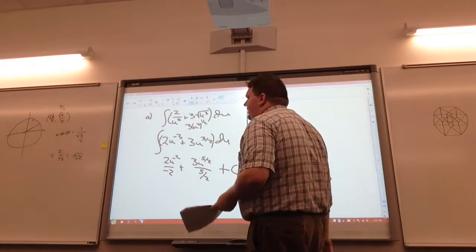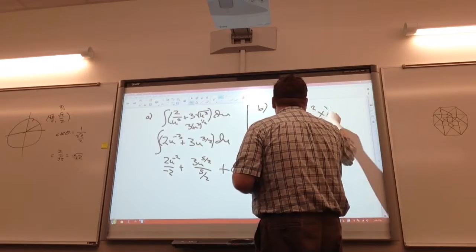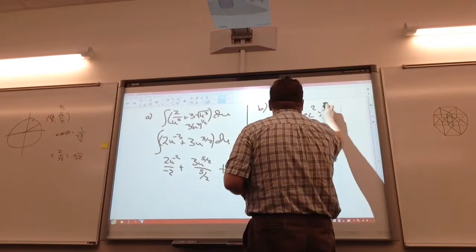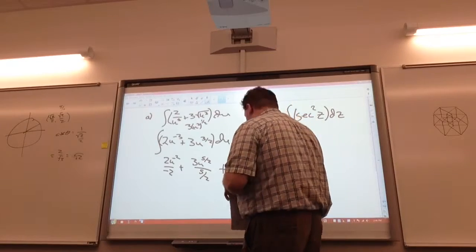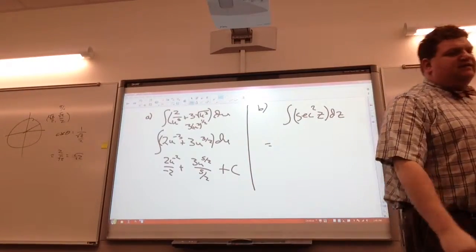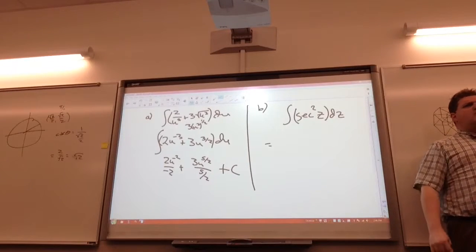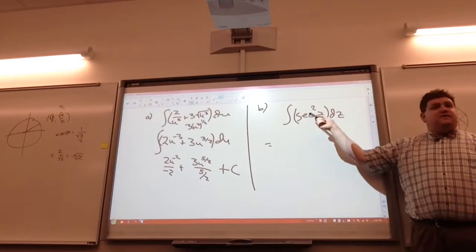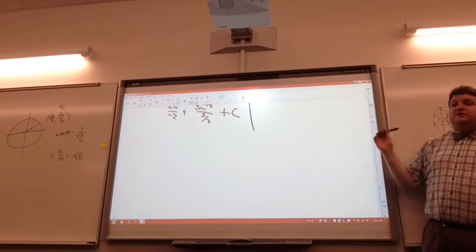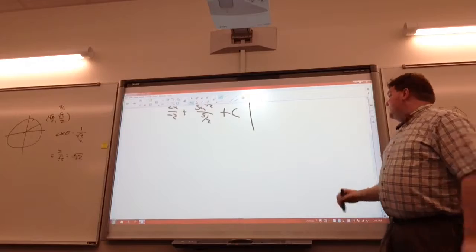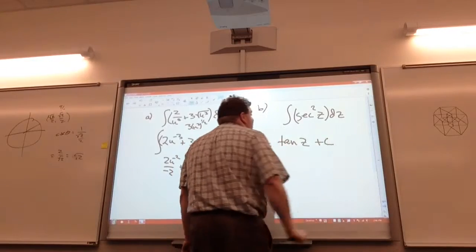Part B here. We had the integral of the secant squared of z dz. Not that it matters. Okay, guys, focus. Again, this is mainly just testing to see whether or not you recognize your trig derivatives. We're looking at someone's derivative up here. The secant squared of z is the derivative of a trig function. Which trig function is it the derivative of? The tangent. So the answer is tangent of z plus c.